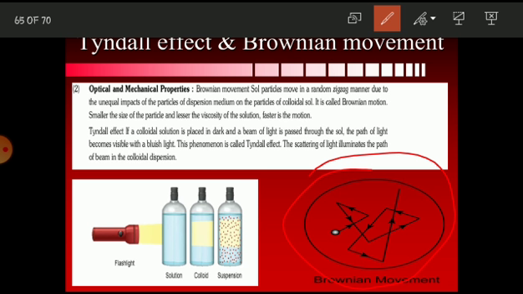This Brownian motion arises due to the uneven distribution of the collision between the colloidal particles and the solvent molecules. Why does Brownian movement arise? Because there is an unequal distribution of the collision. Collision takes place between the colloidal particles and the solvent molecules of the colloidal solution, and that collision leads to the zigzag movement of the colloidal particle, which is called Brownian movement.